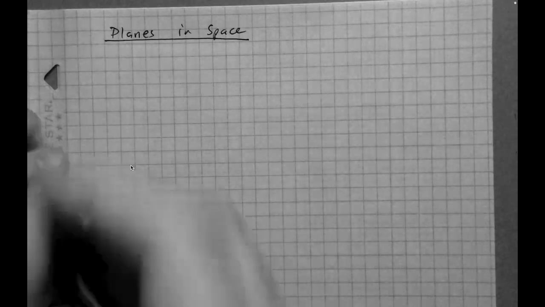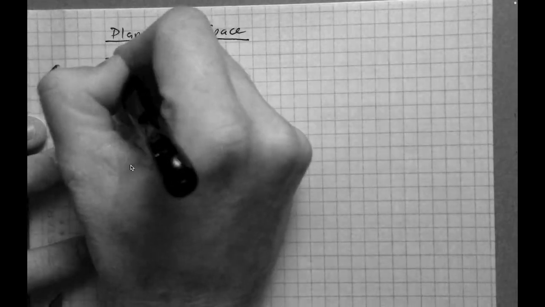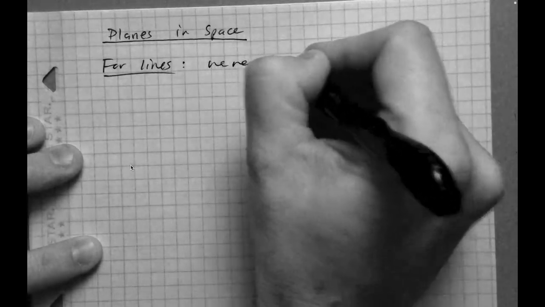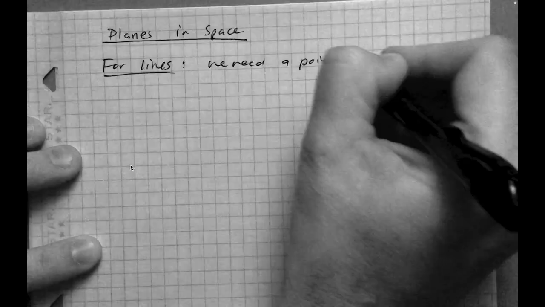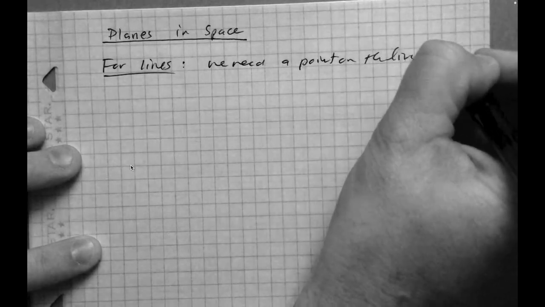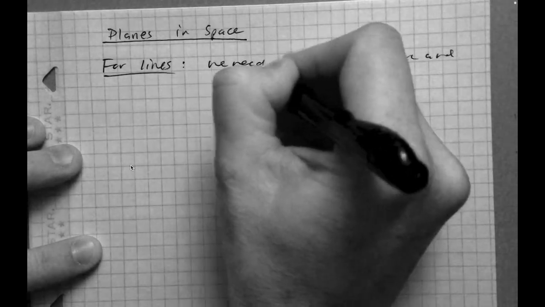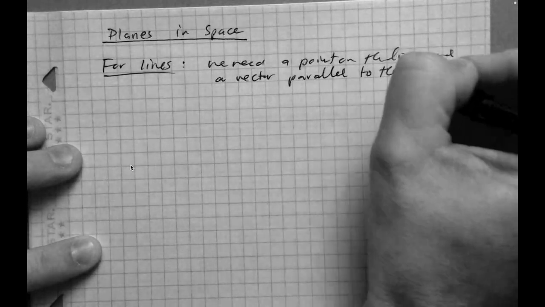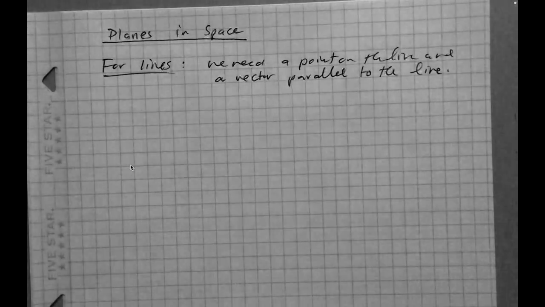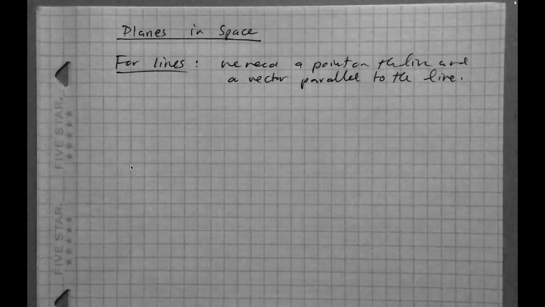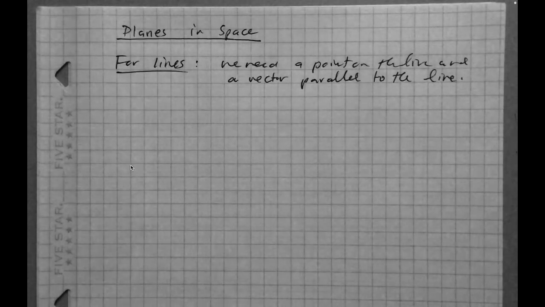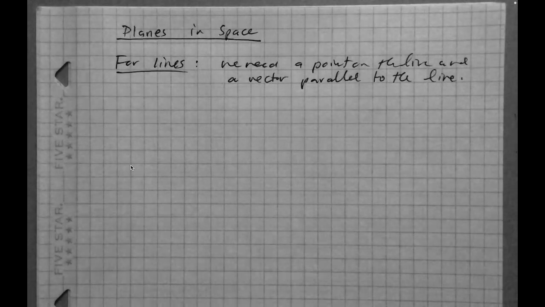Let's summarize. For lines, we need a point on the line and a vector parallel to the line. That's what we just saw. We were able to derive those parametric equations by knowing a point on the line and a vector parallel to it. Now for planes, it's different.